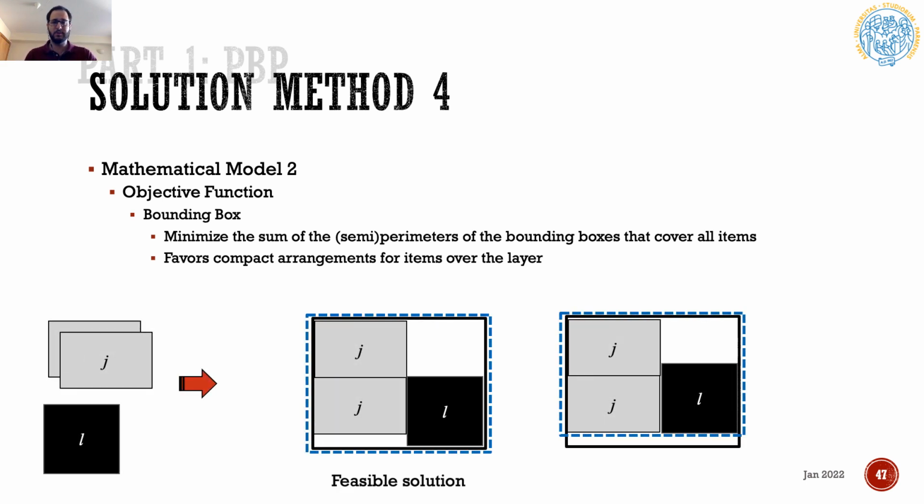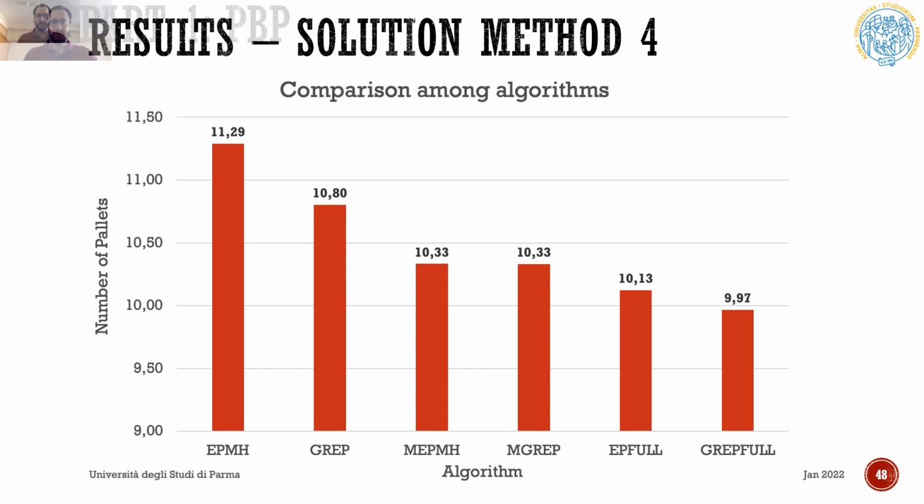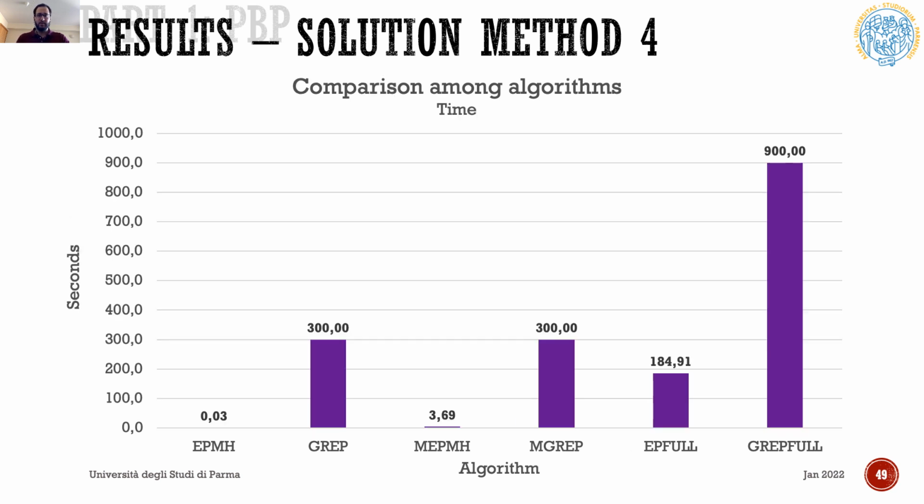For example, considering these 2 different packings, the bounding box of the second case has the lowest perimeter, so this is the optimal solution. I present the last result for PBP, a comparison for the number of pallets. In this case, GraphFull outperformed all other algorithms. When it comes to time consumption, GraphFull is the most time consuming. However, this increase in time is worth it.